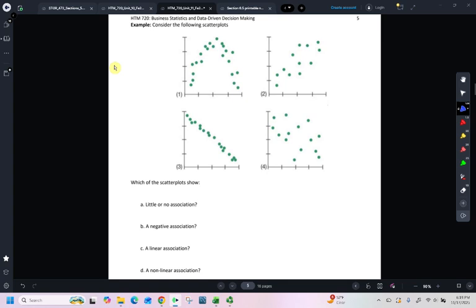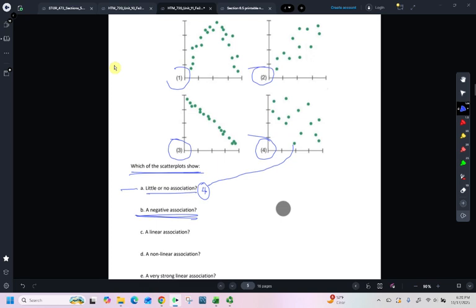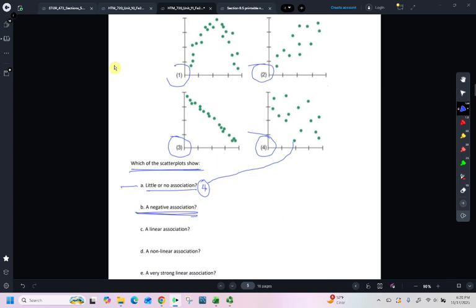So you can pause the video at this point and try to look at this. Which of the scatter plots show little to no association? Is it 1, 2, 3, or 4? What do you think? I would say 4. What about a negative association? That would have to be linear, and it will have to slope downwards like my left hand held up. So I would say 3.